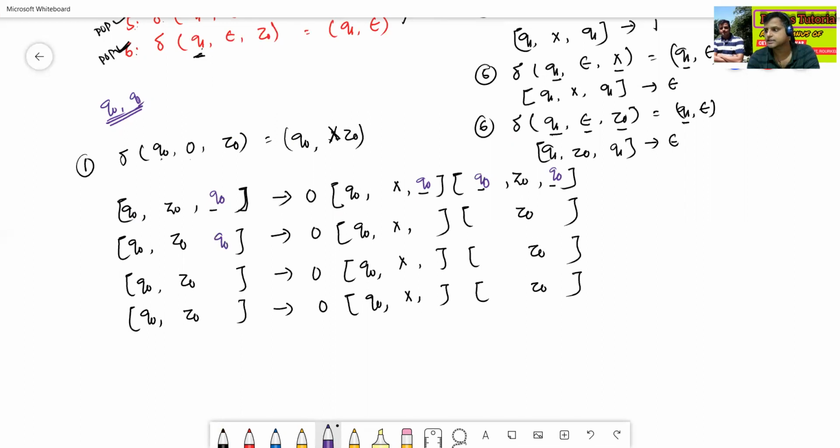So how to take combinations here? Q0, this is Q0, Q1, Q1. So if it is Q0, it must be Q0. If it is Q1, it must be Q1. So let's take Q1, Q1, Q0, Q0, Q1, Q1. Okay. That means the number of states, you can take randomly. If it is Q0, it is Q0. If it is Q1, it must be Q1. In this way, we can take all combinations.